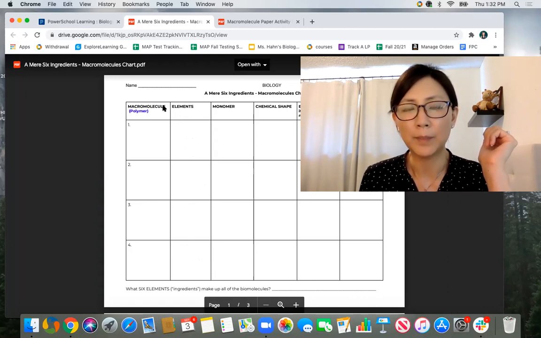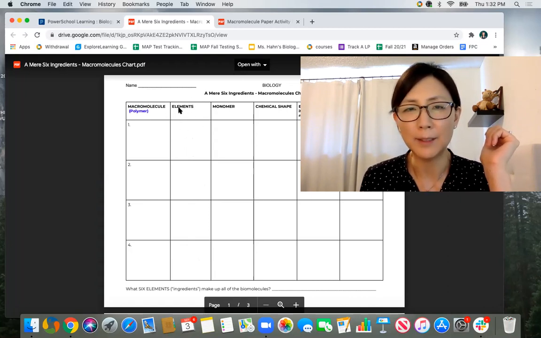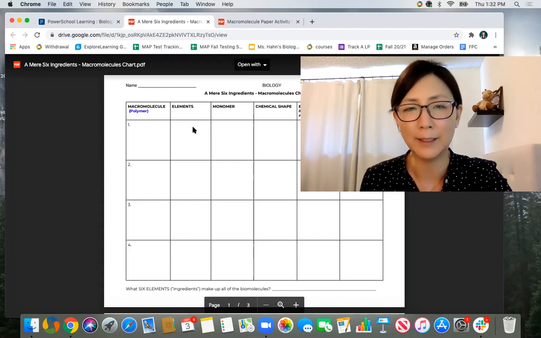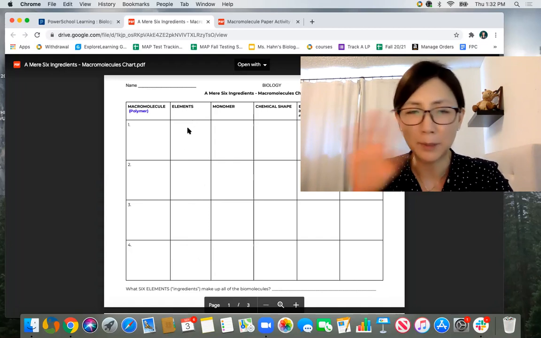The tree is made out of these 6 elements, your cat is made out of these 6 elements, and we are made out of these 6 elements. They're pretty amazing elements, and especially carbon is in there because carbon bonds with a lot of things.